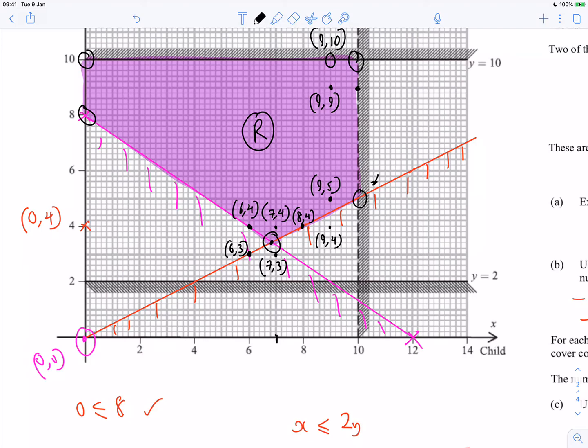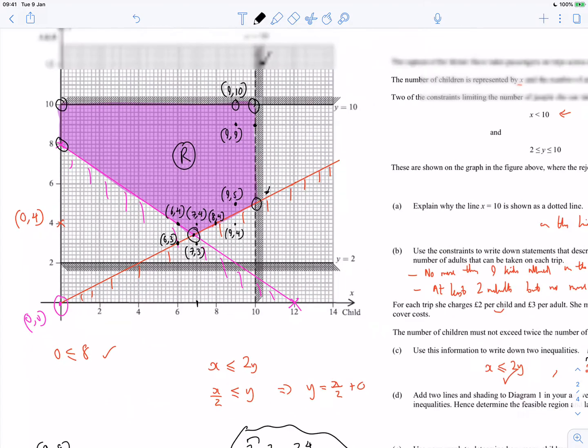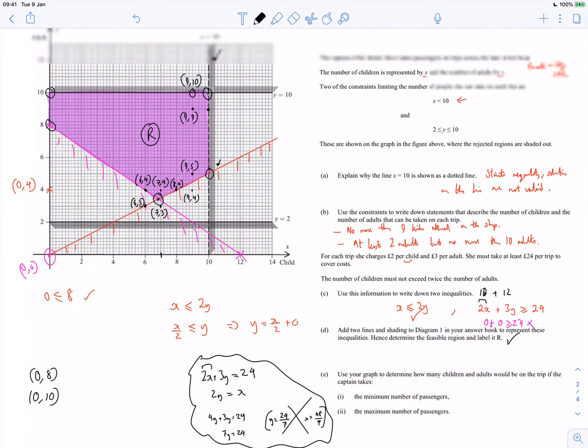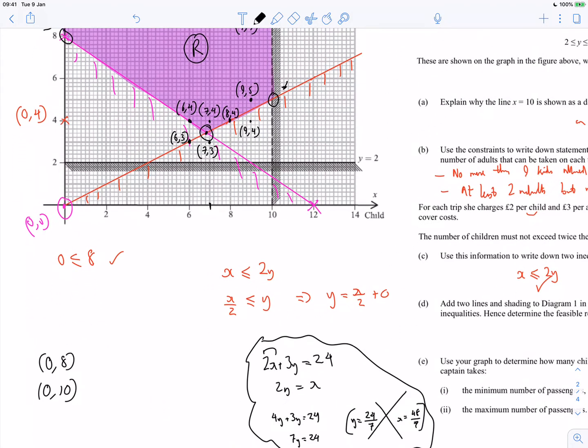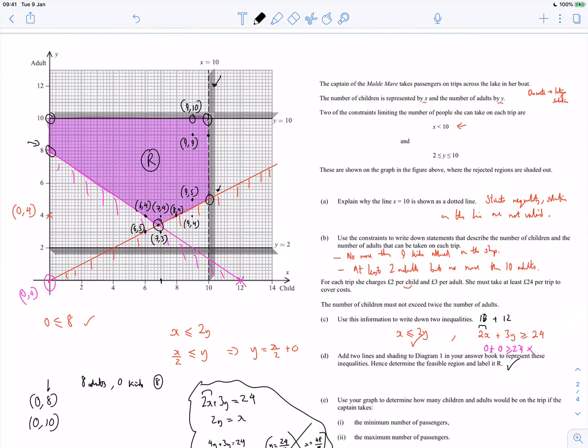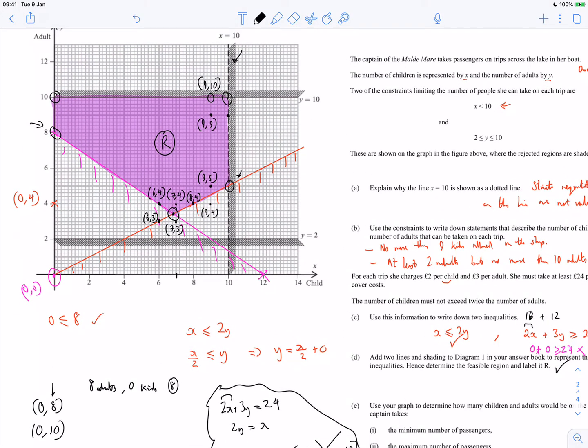Well, it should be pretty obvious, actually. What's the question asking? Use your graph to determine how many children and adults will be on the trip if the captain takes the minimum number of passengers. Well, clearly, this point is the minimum, because that point there is taking 8y, so 8 adults, 0 kids, is a total of 8 people. And there's no other value that's going to get smaller than that.